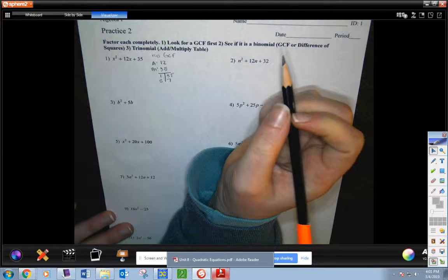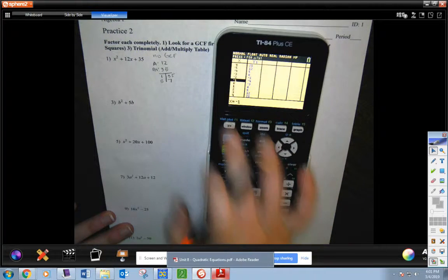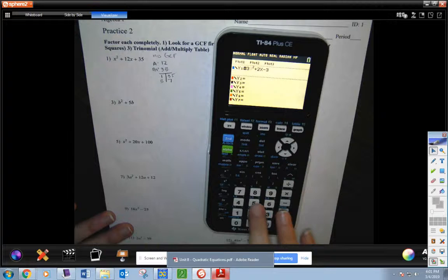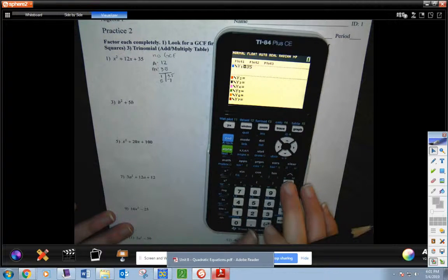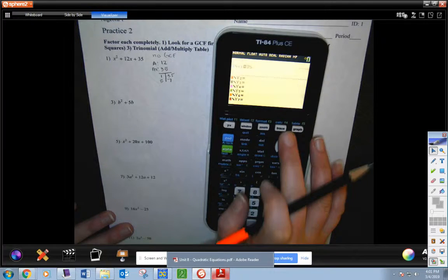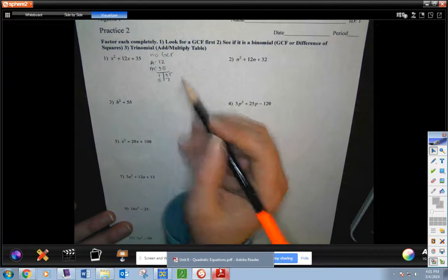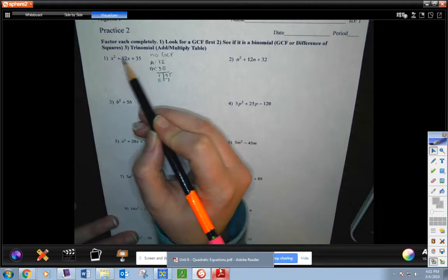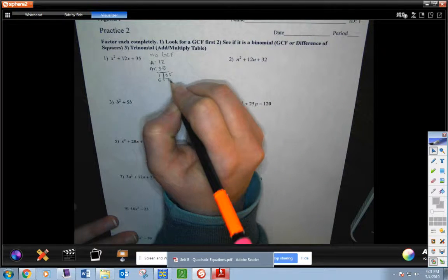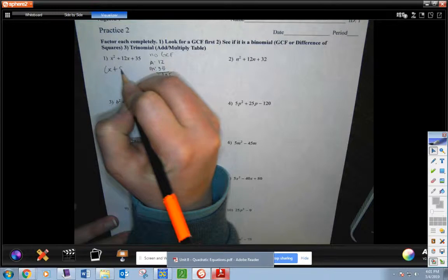Am I missing a multiple? Whoa, I'm way too high. Okay, 1 and 35, 5 and 7. So those are the correct ones. The plus sign in the back tells me signs are the same and that they are both positive. So 5 and 7 are the ones that add to 12. So I open up my factors and I do x plus 5 and x plus 7.